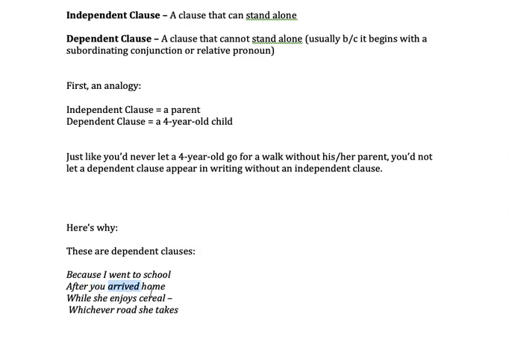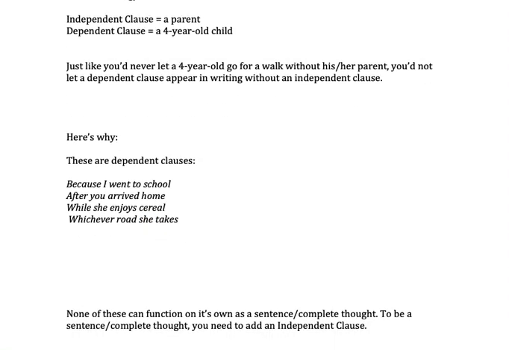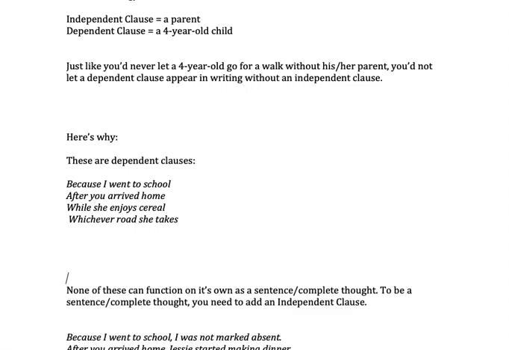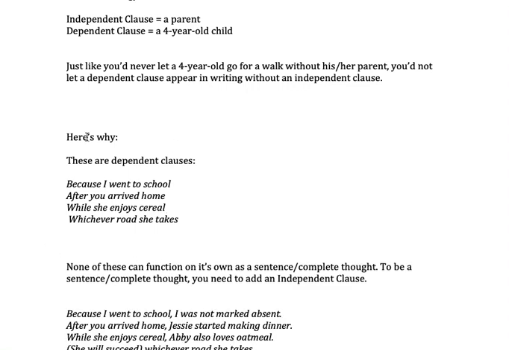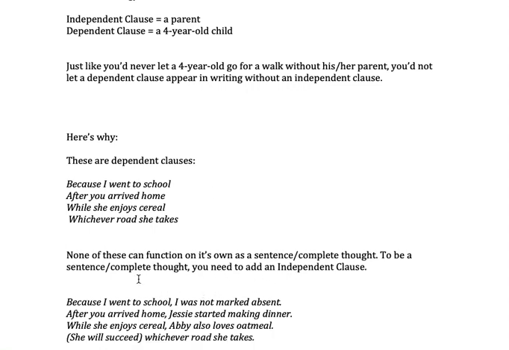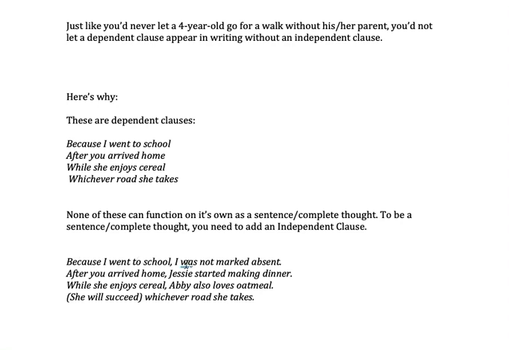So we have a clause in each of these examples. Again here, she enjoyed, she takes. So you have subjects, and you have these subjects performing verbs. The catch of it is these are not complete ideas. So back to my analogy. Just like a 4-year-old can't function by himself, none of these can function by themselves. They need an independent clause to be added to them so that they can function properly. So I've done that here. Because I went to school, I was not marked absent. After you arrived home, Jessie started making dinner.